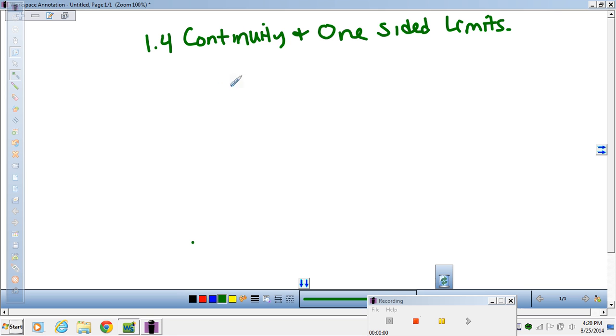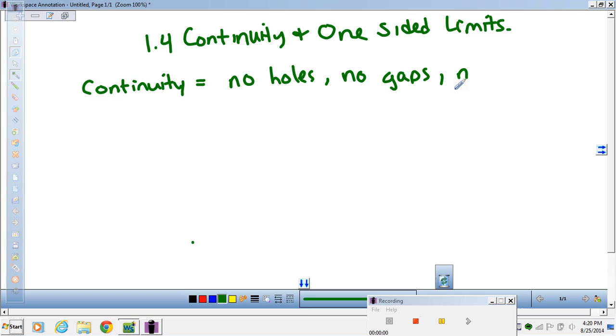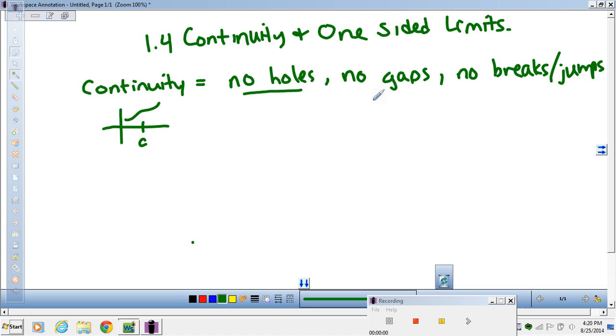Alright, so the definition of continuity is when your function has no holes, no gaps, no breaks, or jumps. Okay, so if I have a function and I have a c, my function is continuous at c if and only if it has no holes, no gaps, no breaks or jumps.